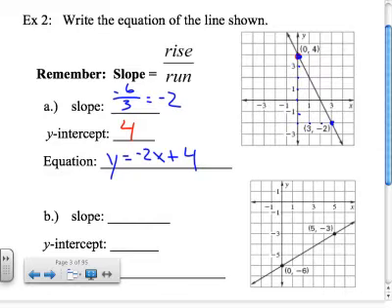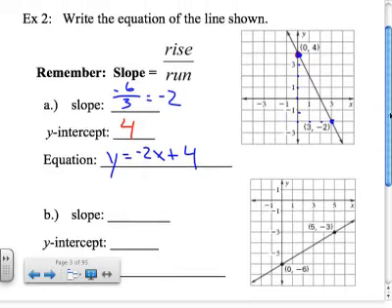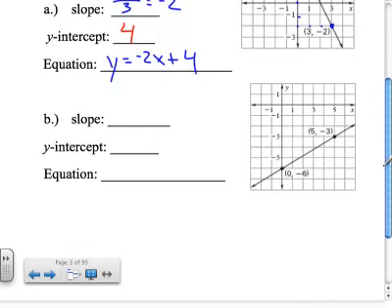All right. I encourage you to try part B on your own right now. Pause the video and then just continue playing the video when you're done just to check your answer for correctness.